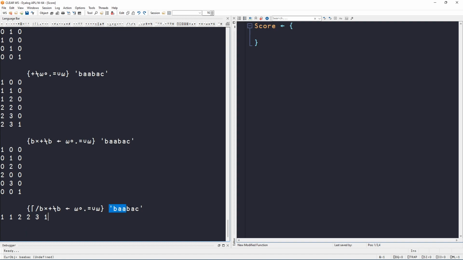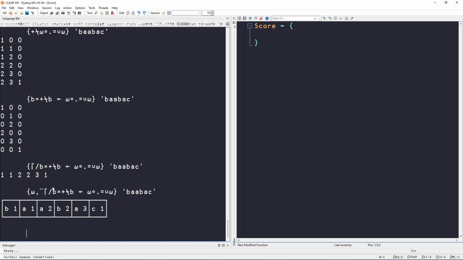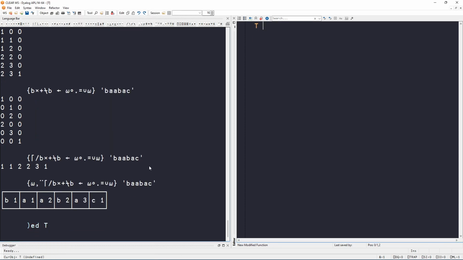Now we just need to pair them with the input. So if we do an omega concatenate each, then we get the pairings that we needed. So this is what our function t for tagging looks like. So actually let's not change that. So let's edit the function t, which is the tagging function.